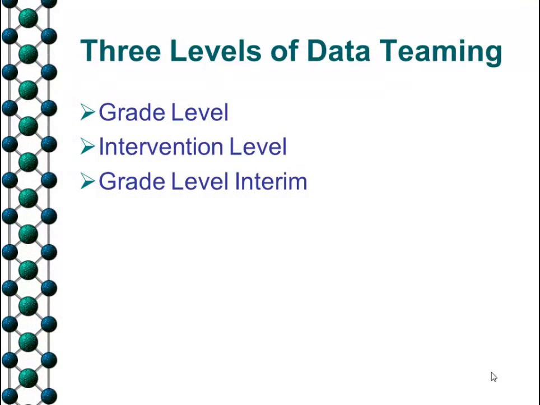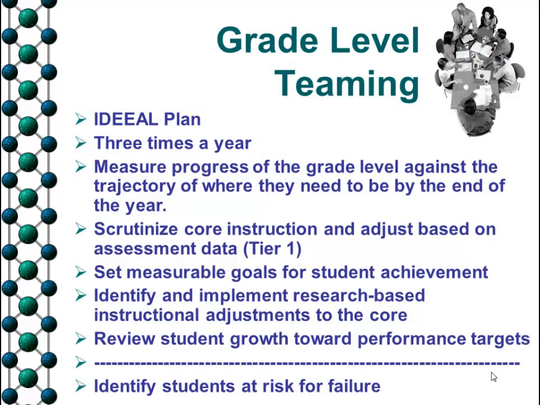There are 3 levels of data teaming that we're going to take a look at. And the first is grade level, and that is the one you are all getting ready to embark on right now. And the second one, while it says intervention level, it is still a grade level team that is meeting. And then finally, what we were going to refer to as a grade level interim meeting. Let's take each of them one at a time.